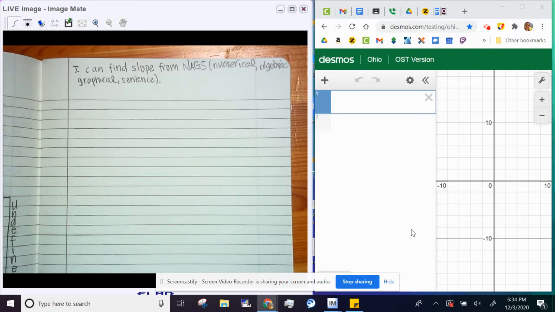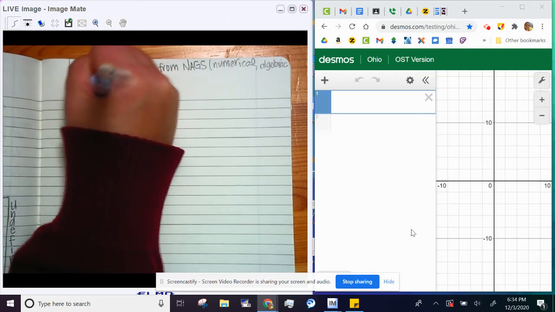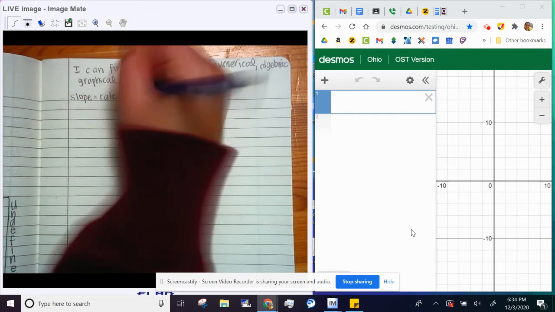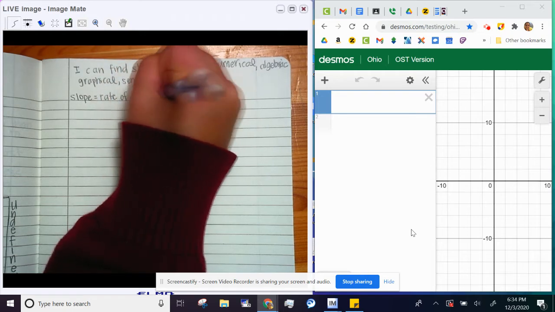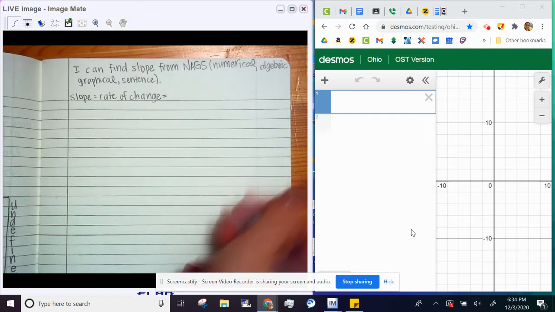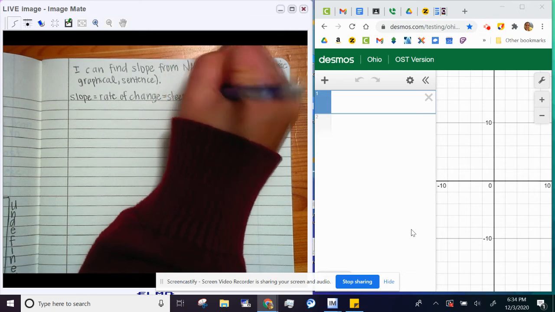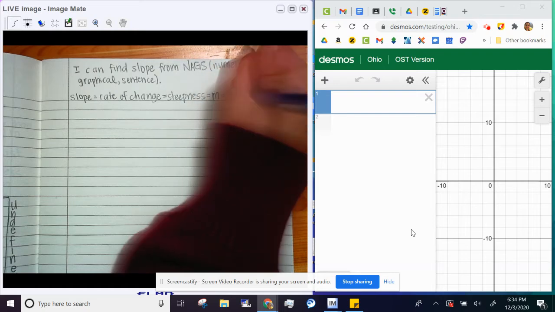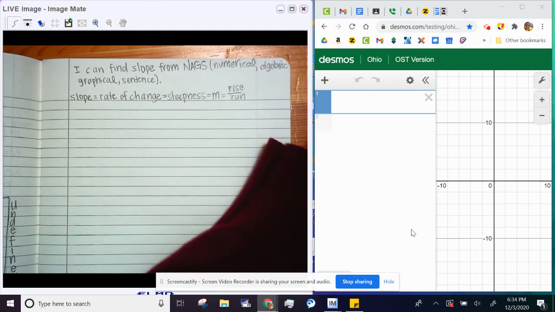Okay, and I'm just going to write both up at the top so we don't forget. Remember, slope is the same as our rate of change. So sometimes you'll hear me talking about ROC, rate of change. It's the same as slope. Another word we often use is the steepness. Steepness is the same. Okay, we also use M. We also talk about the rise over the run. All of these things mean the same thing.